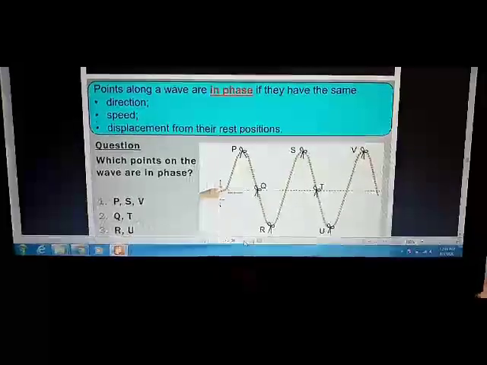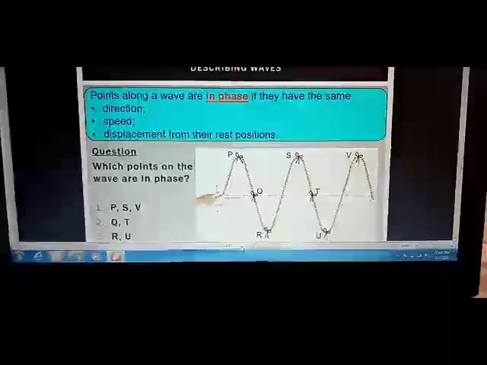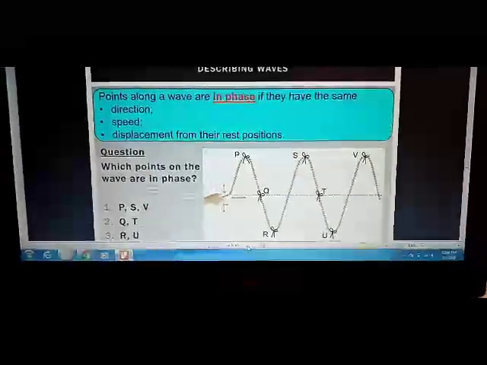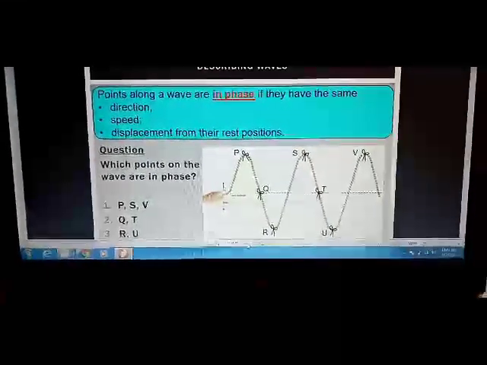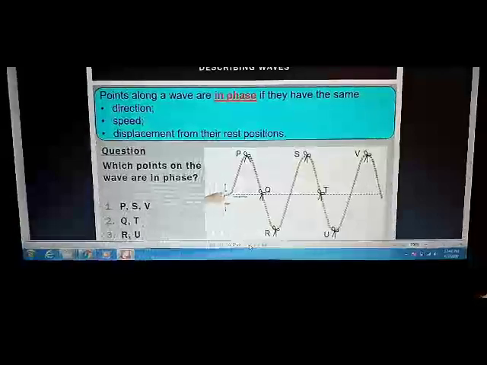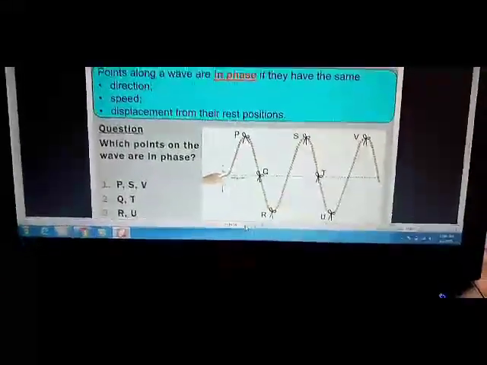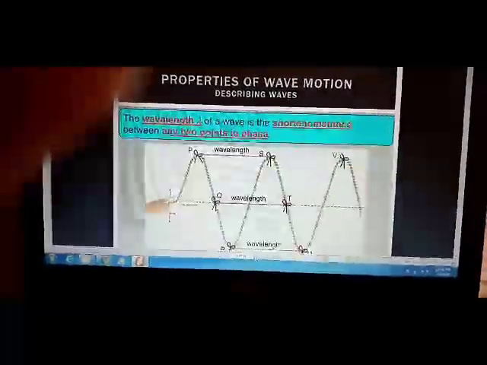Same speed, same displacement from the rest positions. As you can see from the diagram, P, S and V all are the crest points. So they will move with the same speeds, they are in the same displacement, they are moving in the same direction, so they are in phase. And R and U, they are in phase, and Q and T, they are in phase.